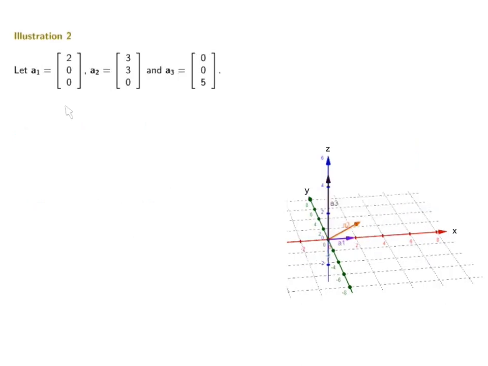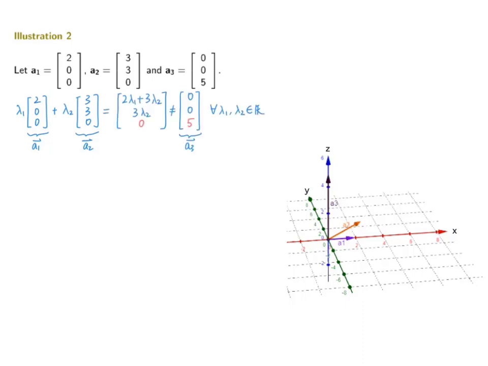Next, we have vectors A1, A2, and A3 in R3. This is a linear combination of A1 and A2. However, no matter what scalars we apply, we cannot get a 5 here, so we can never obtain A3.